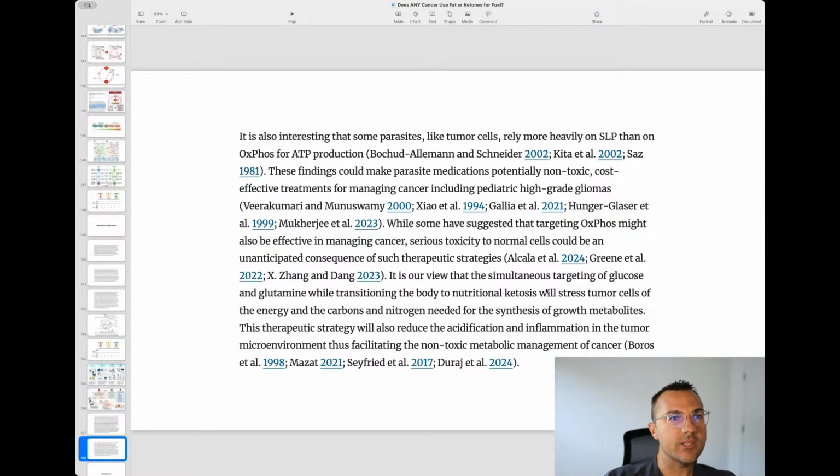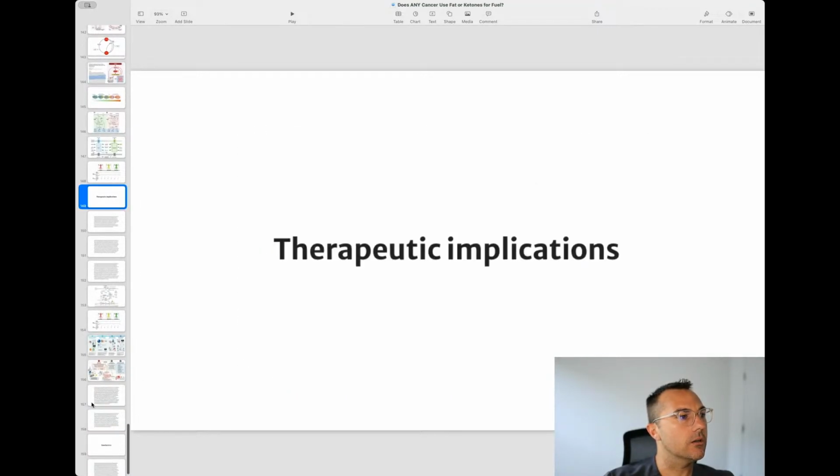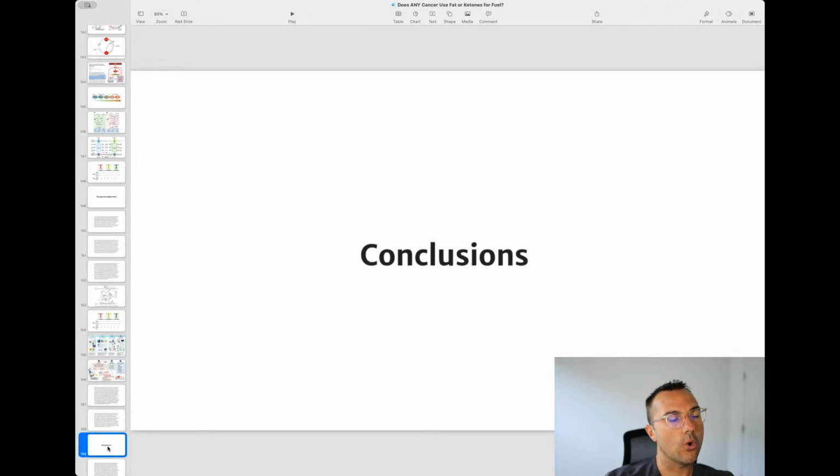It is in our view that simultaneous targeting of glucose and glutamine while transitioning the body into nutritional ketosis will stress tumor cells of the energy and the carbons and nitrogen needed for the synthesis of growth metabolites. This therapeutic strategy will also reduce the acidification and inflammation of the tumor microenvironment, thus facilitating the non-toxic management of cancer. So that is their therapeutic implications by what we're seeing here, which I think most of us who've been watching the channel for a while can agree with.